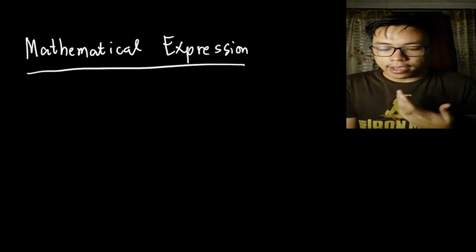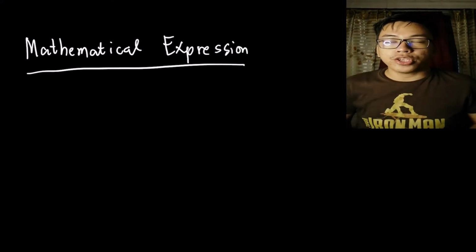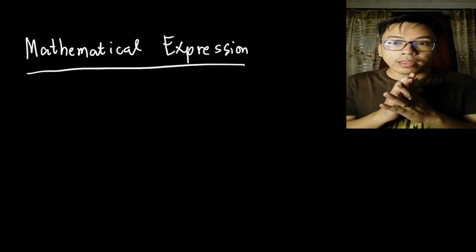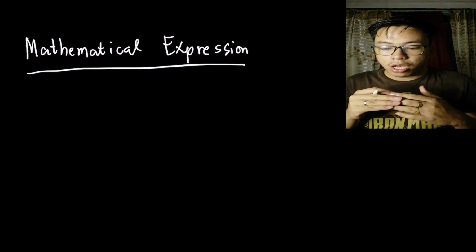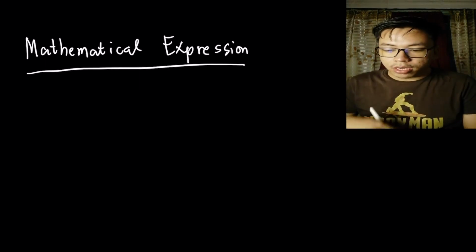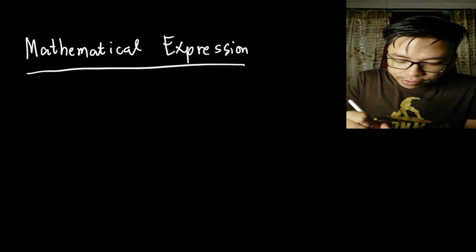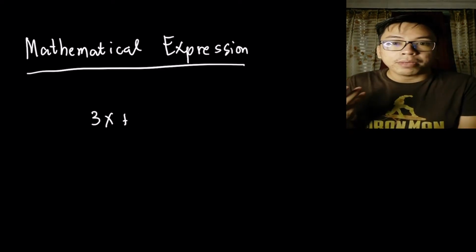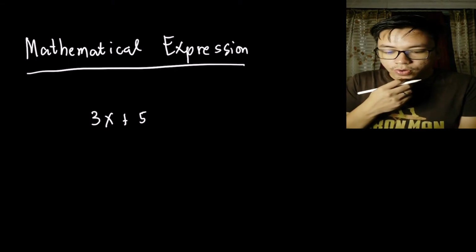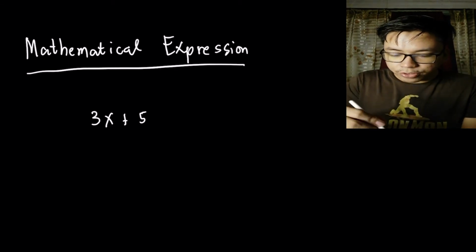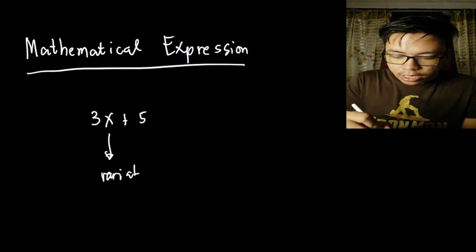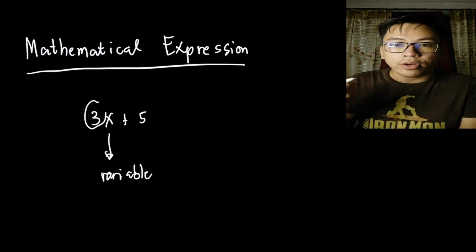Okay, so when we say that it's a mathematical expression, we're actually referring to a mathematical sentence written with variables, numbers, and many more expressions. So let us consider this way. We have 3x plus 5. This is actually a mathematical expression. In this case, the x here is the variable, and 3 and 5 are actually constants.